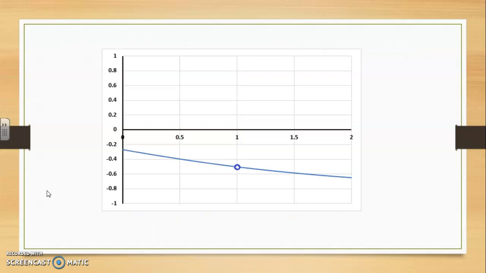Here's what's happening graphically. So the function's value at 1 does not exist. However, the limit process takes us towards minus a half, whether we approach from the left or from the right.